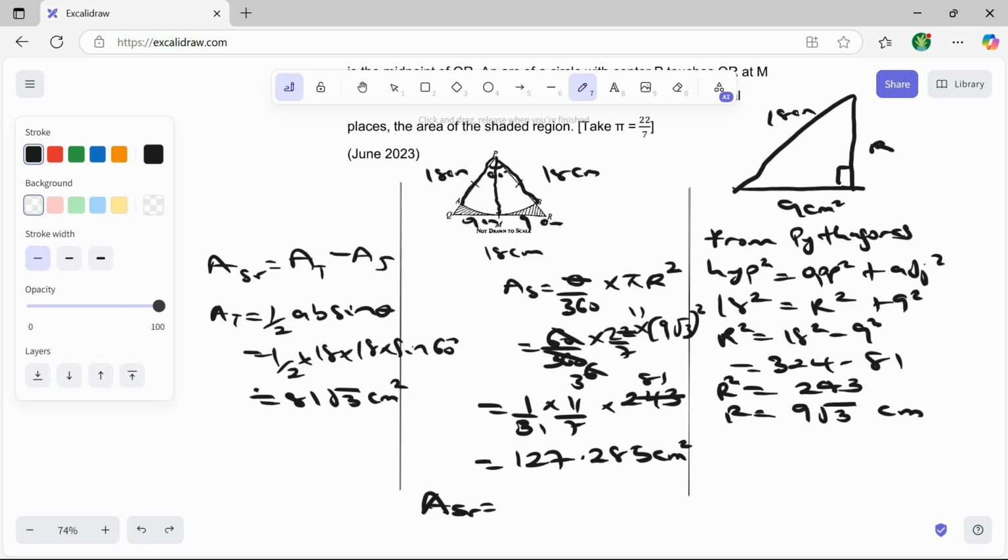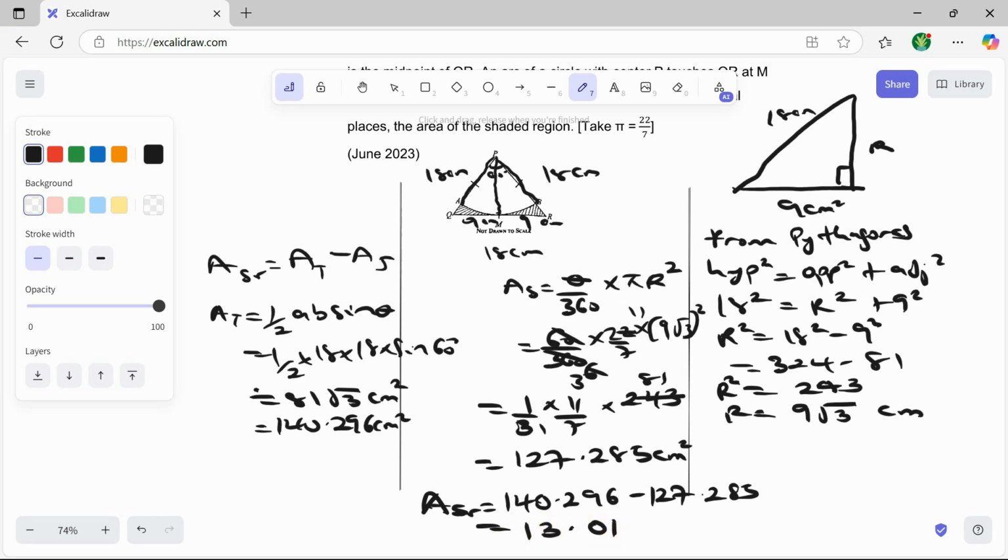So 81 root 3 is 140.296 centimeter squared. So that will be 140.296 minus 127.285. That gave me 13 point, basically 01.